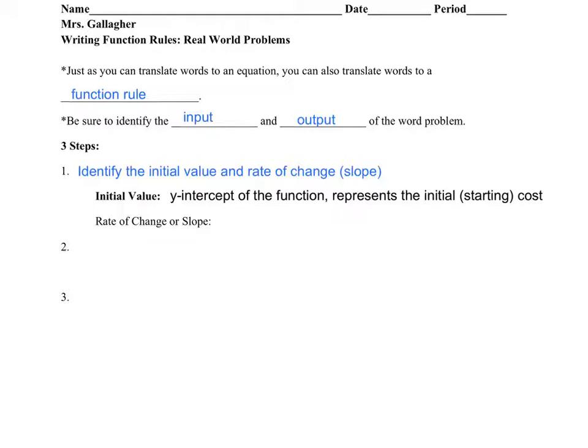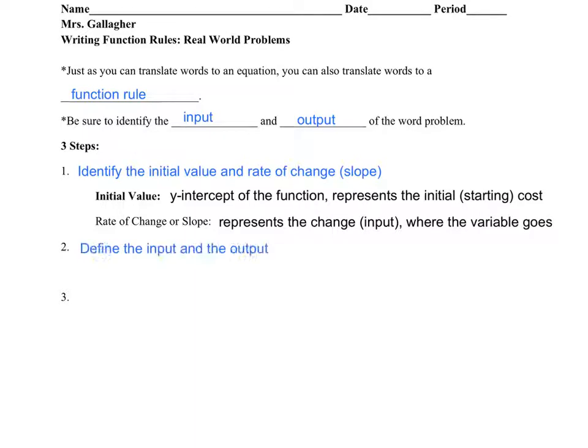Your rate of change or slope represents the change. It's the input. It's where the variable belongs. The variable always goes next to the rate of change or the slope.